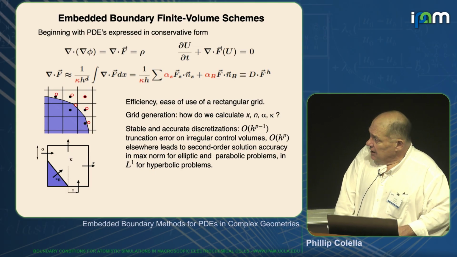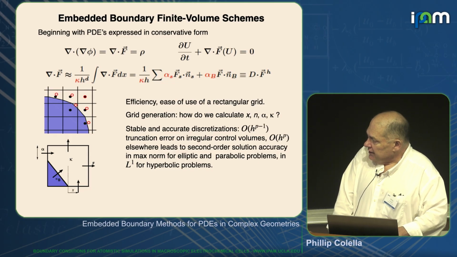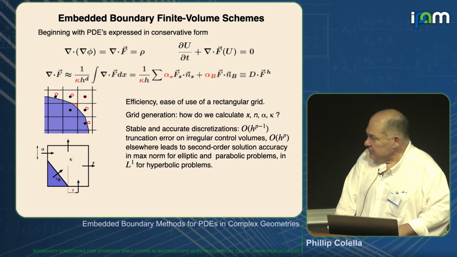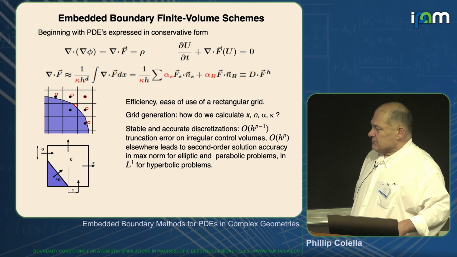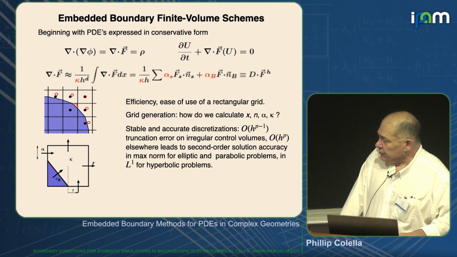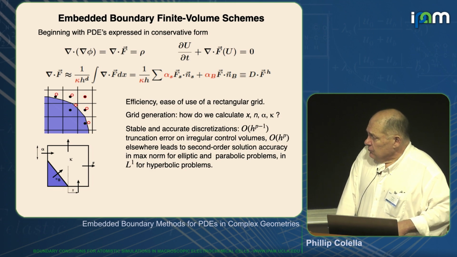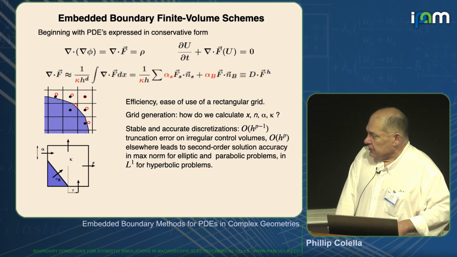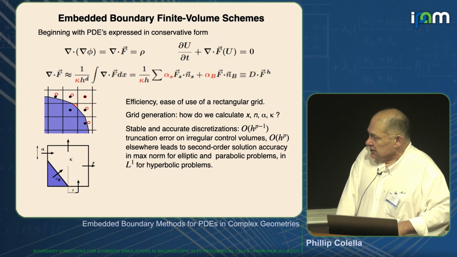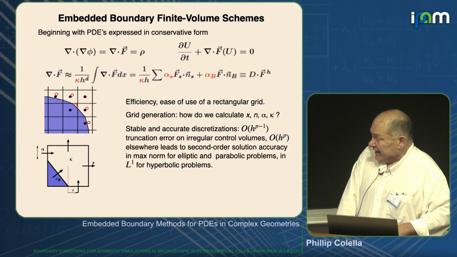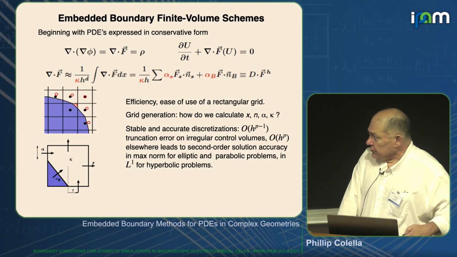Now, you can integrate f over each of these irregular control volumes and just scale things so that you can identify what's what. And here's what you get. The integral of the divergence of f, which is meant to approximate 1 over kappa times h to the D. D is the dimensionality of the space, and that should be a capital D. And h is your mesh spacing. So we're looking at averages, not actual integrals.